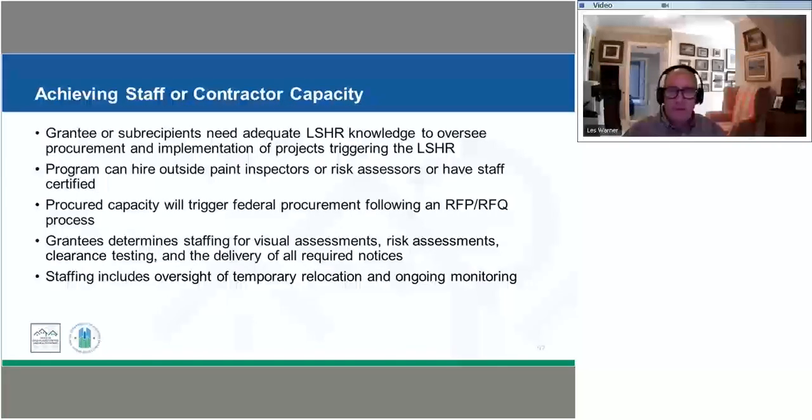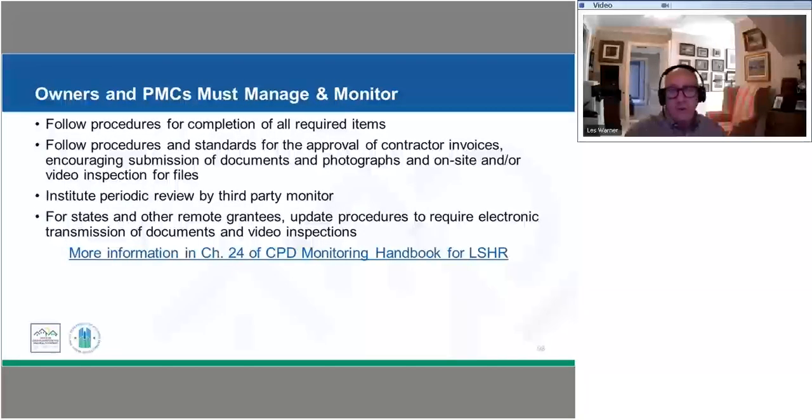So we talked about visual assessments, risk assessments, clearance testing, and even things as simple as who is responsible for delivering notices. Do they know the timeline? Do we have a protocol so they know when the report has been received from the risk assessment, so that we can make sure that we're within those 15-day notices? So it's that process of planning for implementation, thinking about staffing, timing, process, and any forms that you're going to use, and that's where some of these resources that we will be highlighting again might be important as part of that process.